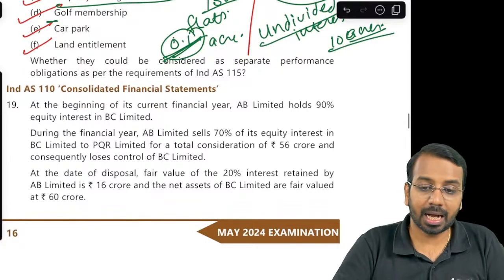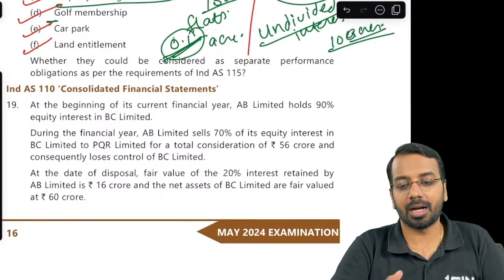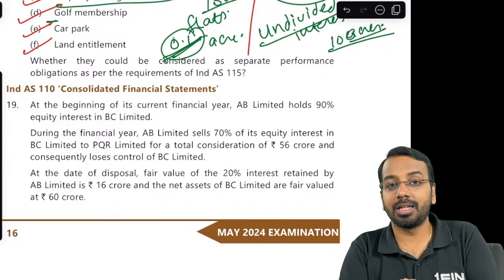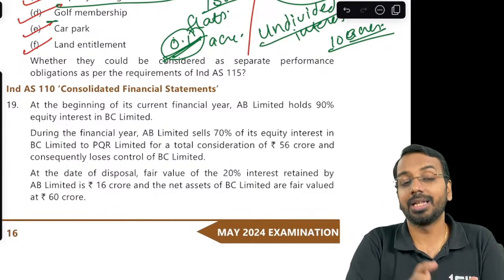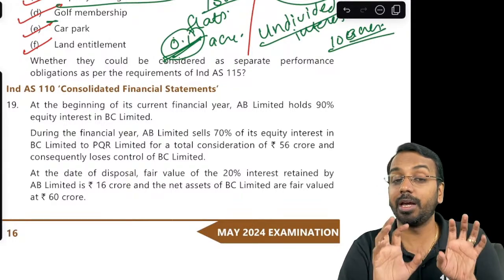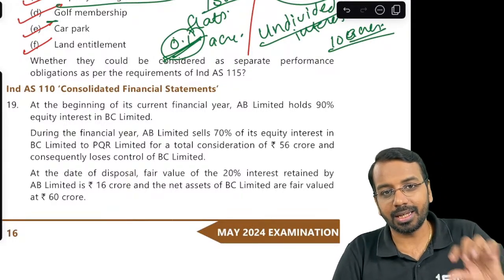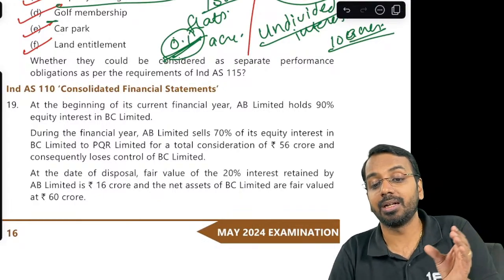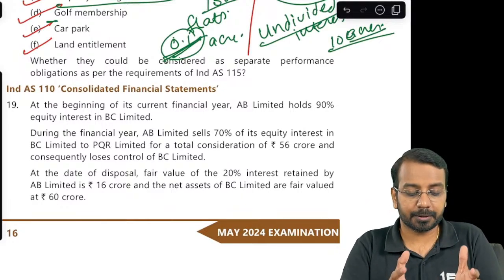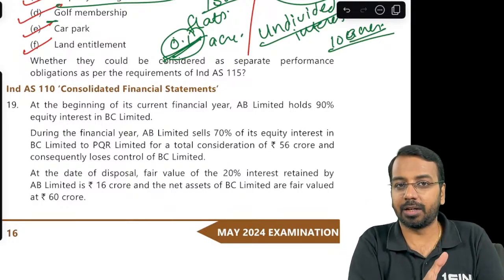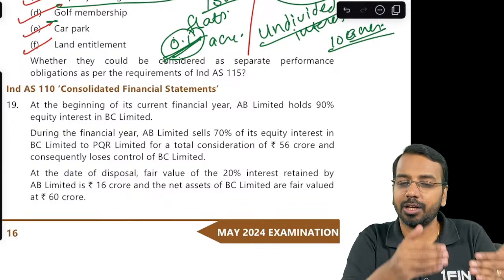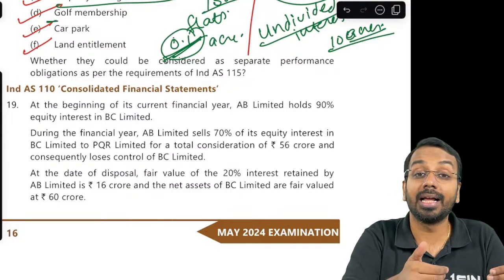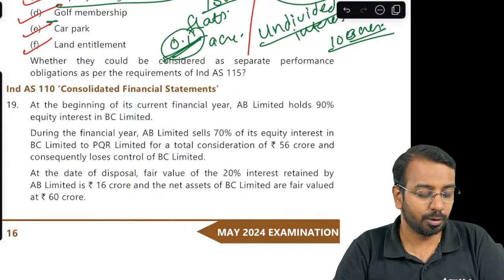Okay, then car parking and land entitlement. When it comes to car parking, these are things which you can use separately. Even if you don't take that, you will be able to buy the property. So car parking is a distinct, separate property ownership that is being transferred. When car parking is identified and you can sell it independently, it can be considered a separate performance obligation, but we again need more information on this so that we can make a proper conclusion.